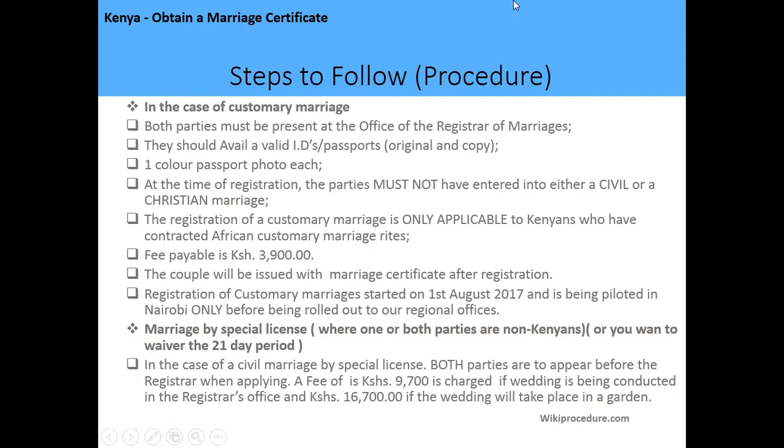Now they have to approach the registrar of marriages. Both parties should be present to register their marriage with the registrar of marriages. They should carry their national ID or a coloured passport, and they'll pay 3,900 shillings, and they'll be given a certificate of marriage thereafter. And you should note that this service is only available for occupants of Nairobi County, and it will be rolled out to other regions in due time. And if you want to do away with the 21-day period, you have to pay an additional fee of 6,700.